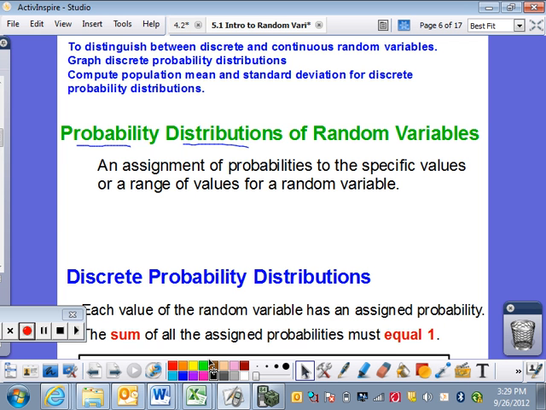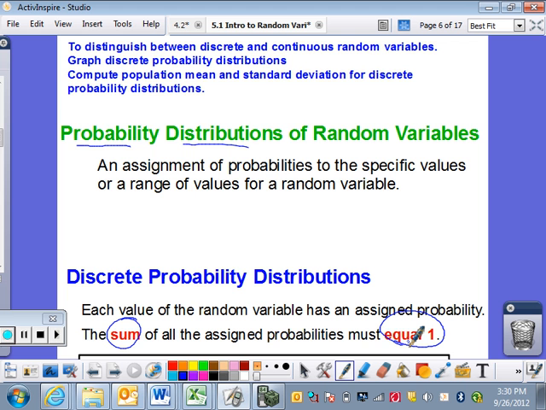To be a discrete probability distribution, each value has an assigned probability for whatever we're talking about, and this is the most important part. The sum of all the assigned probabilities must add up to 1, i.e.